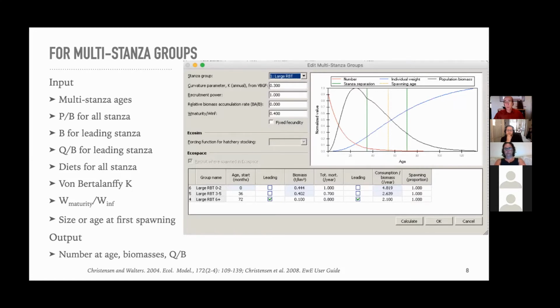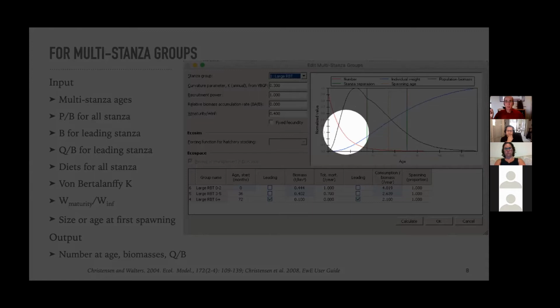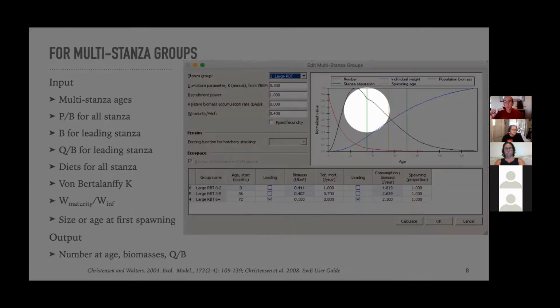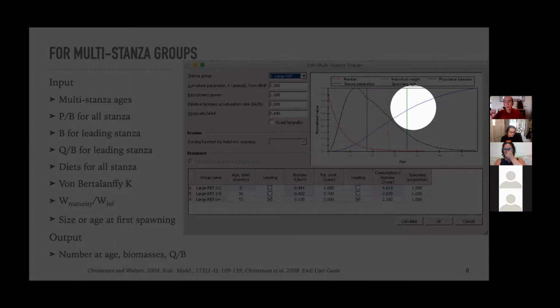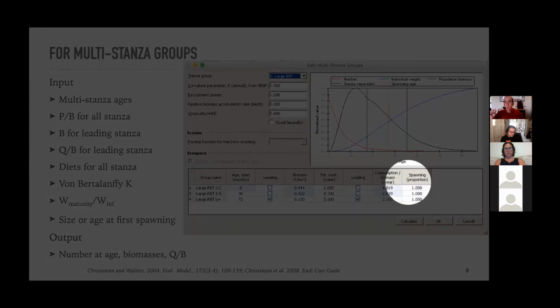But when you take the red line and the blue line and multiply them together, so number times individual weight, you get the population biomass. And that's what you see here in the black line, going up and down again. It peaks here after a couple of years. The green lines here are the separation, and this here is where they reach spawning age. But you can actually overwrite that by spawning proportion.